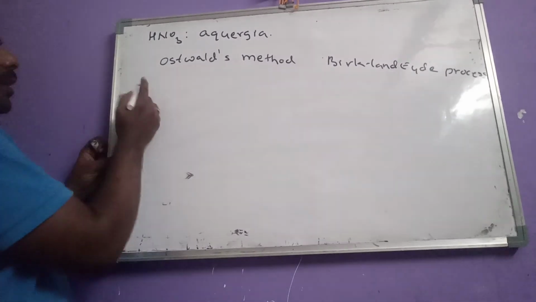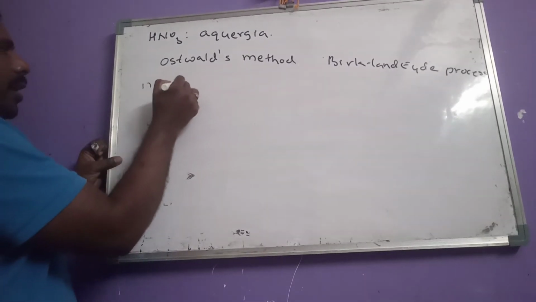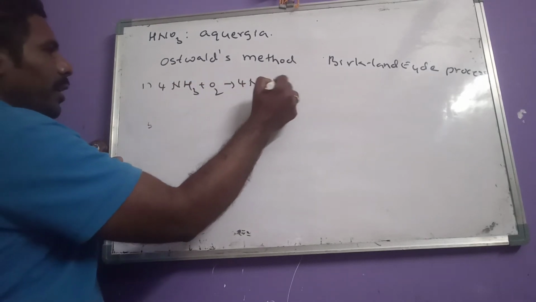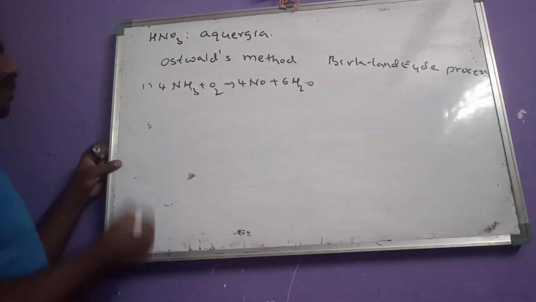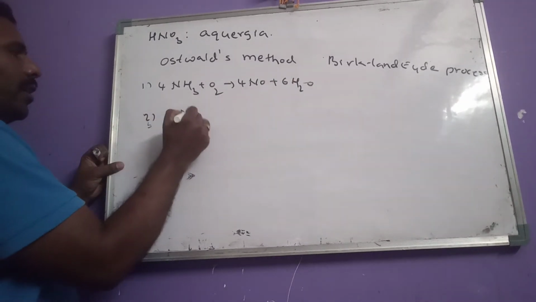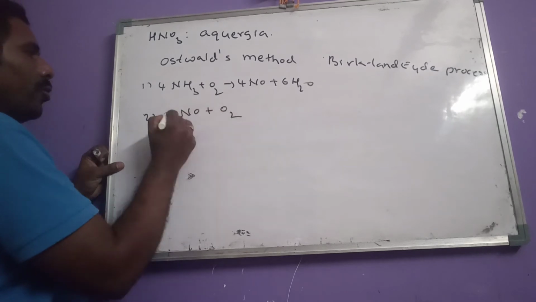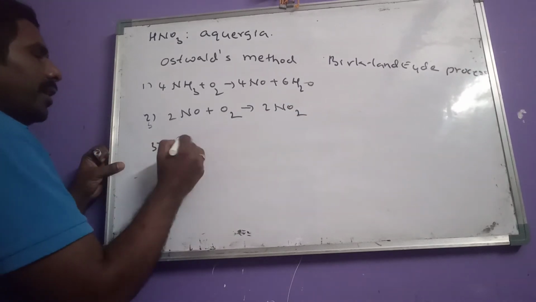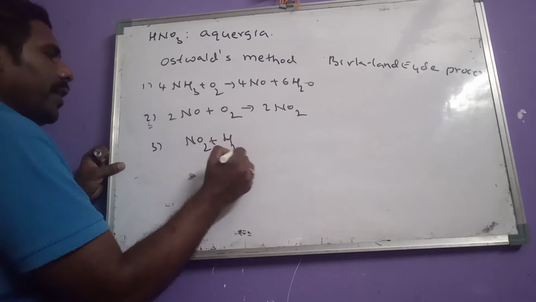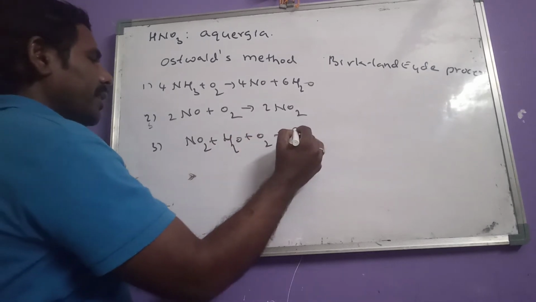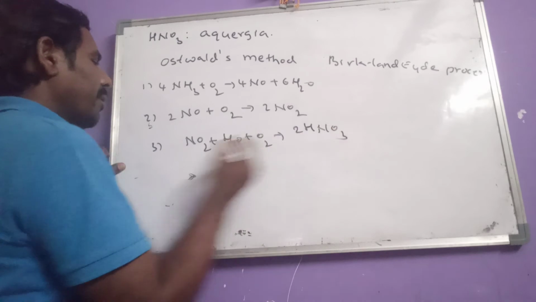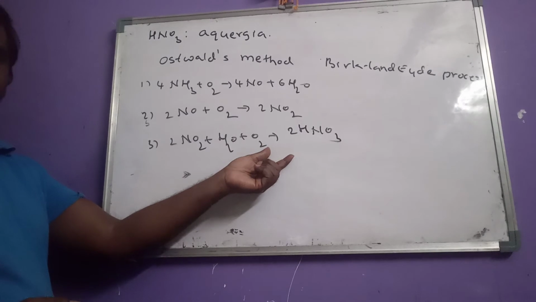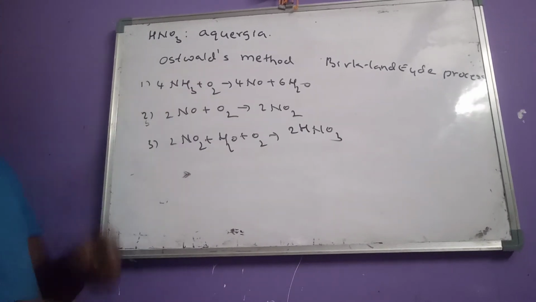So in Ostwald's method, the first step is oxidation of ammonia. On oxidation, ammonia produces nitric oxide. This nitric oxide, when subjected to oxidation, produces nitrogen dioxide, and that nitrogen dioxide, when treated with water and oxygen, what we can get here means HNO3. So this is the method of preparation of nitric acid by Ostwald's method.